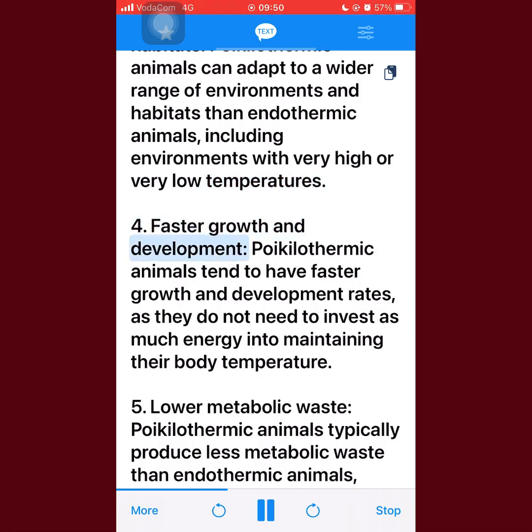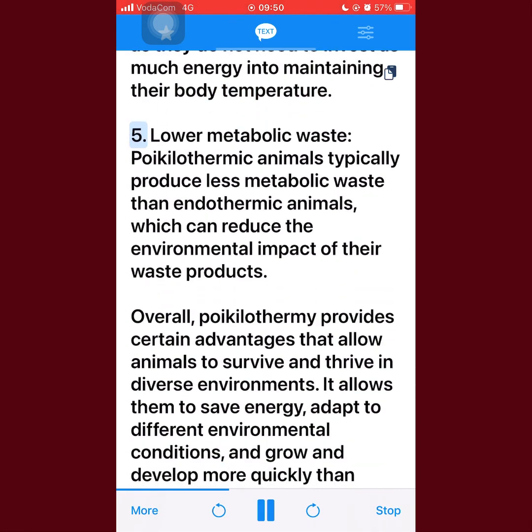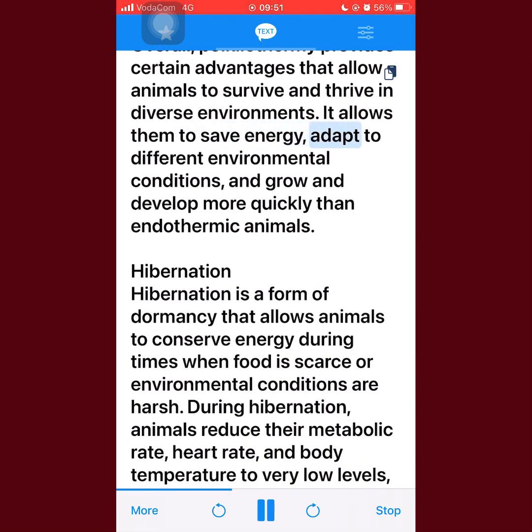4. Faster growth and development. Poikilothermic animals tend to have faster growth and development rates, as they do not need to invest as much energy into maintaining their body temperature. 5. Lower metabolic waste. Poikilothermic animals typically produce less metabolic waste than endothermic animals, which can reduce the environmental impact of their waste products. Overall, poikilothermy provides certain advantages that allow animals to survive and thrive in diverse environments. It allows them to save energy, adapt to different environmental conditions, and grow and develop more quickly than endothermic animals.